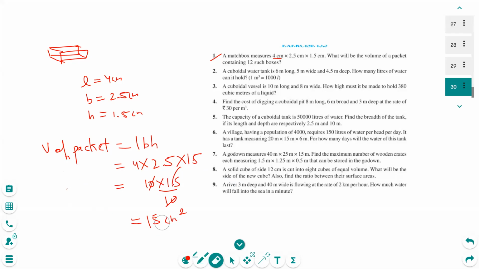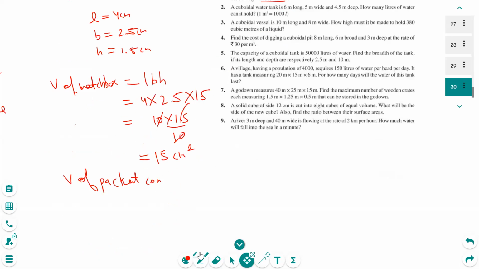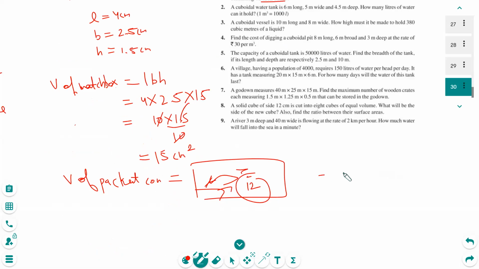So let's move to, no, there are 12 such boxes. Now, if there are 12 such boxes, volume of packet containing, it's not the volume of packet जो हमने निकाला है, यहाँ पे volume of match box निकला है बस, right? एक match box का. अब पैकेट में हमारे 12 मैच बॉक्स हैं ऐसे, राइट? मान लो यहाँ पे 12 ऐसे रखे हुए हैं हमने, ठीक है, इसके अंदर मैच बॉक्सेस. तो मैं क्या करूंगा, इसका वॉल्यूम निकाले 12 टाइम्स इससे कर दूंगा.